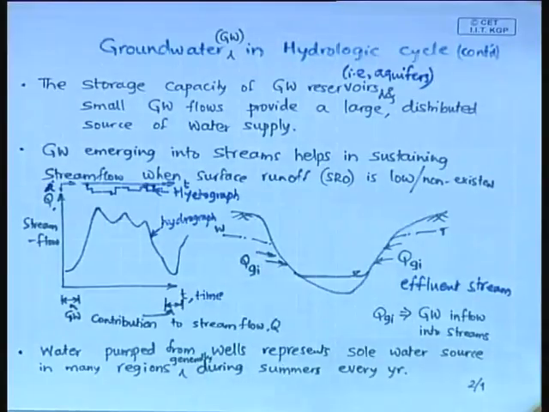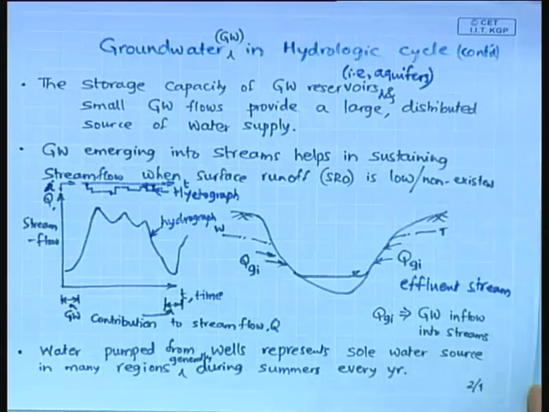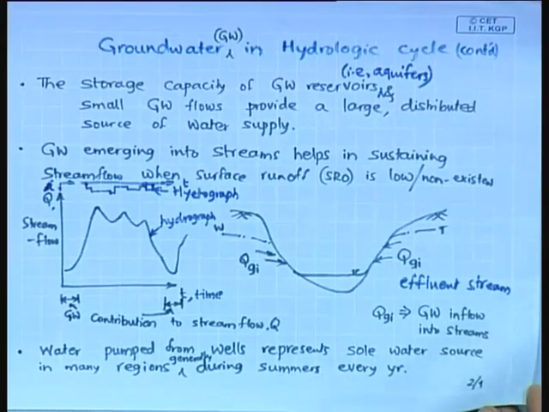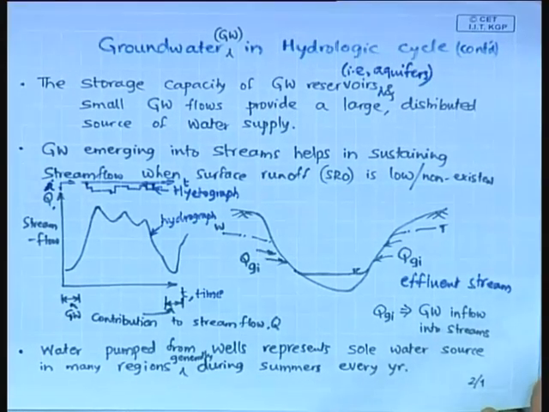And so this happens generally in almost all years continuously. That means every summer, the surface water which is available in the form of surface bodies like tanks, lakes or reservoirs goes dry. So then it is the groundwater, especially in the wells, which will serve as the sole water source in these regions.